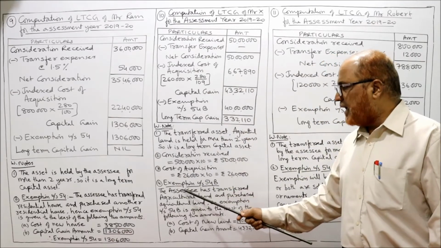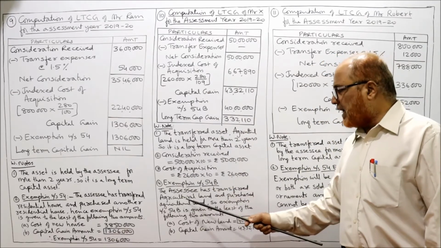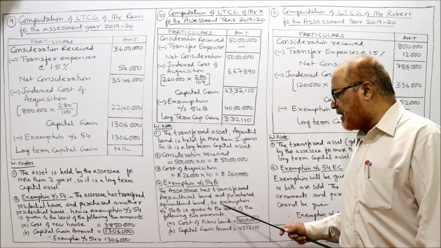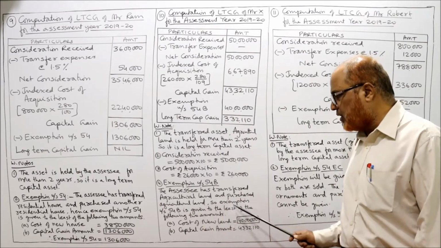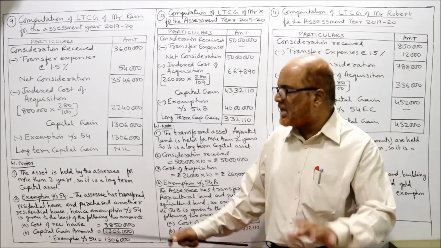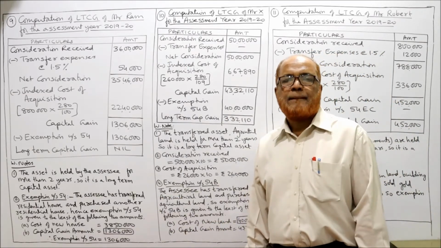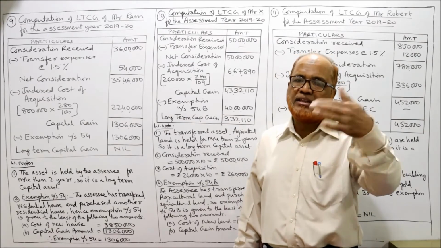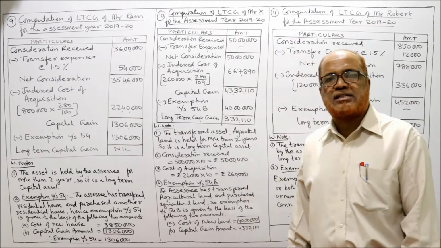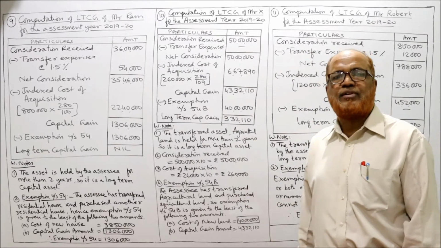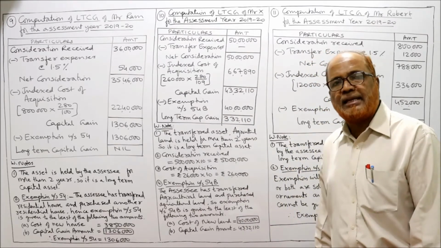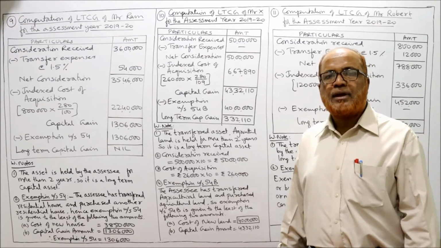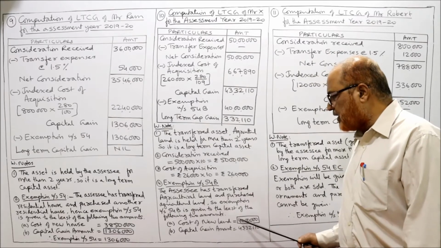The next is exemption under section 54B. The SSC has transferred agricultural land and purchased another agricultural land. So exemption under section 54B is given to the least of the following two amounts, exactly similar to the previous one. The SSC sold one agricultural land and within the stipulated period purchased another agricultural land. First one, cost of the new agricultural land. The cost of the new agricultural land is 40 lakh.